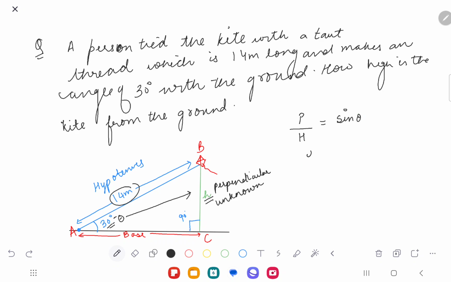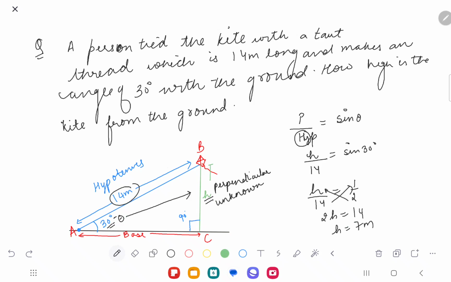So I will say, 30 degrees, perpendicular is H, the hypotenuse is 14, and it is going to be sine 30 degrees. So height over 14. And what is the value of sine 30 degrees? Half. So I crisscross it. So 2 times H shall be 14. So H shall be 7 meters. So basically the kite is at a height of 7 meters from the ground.